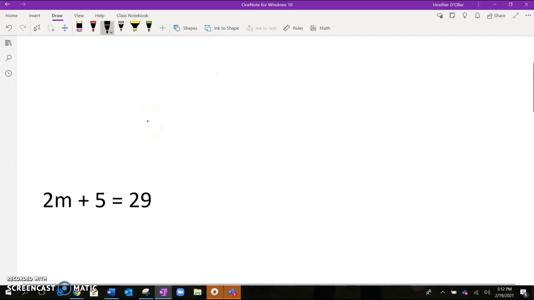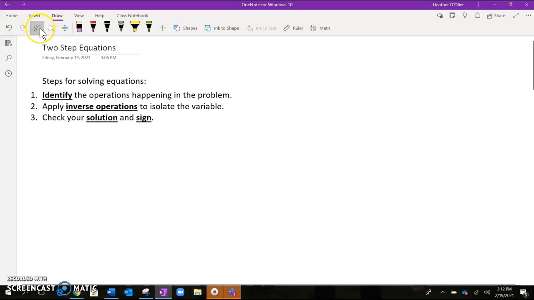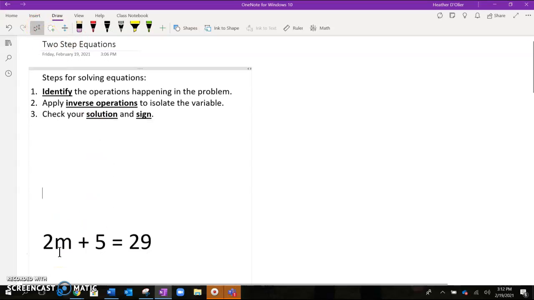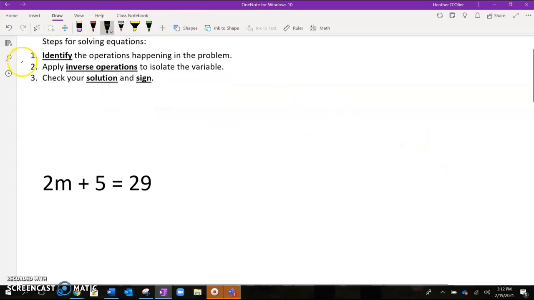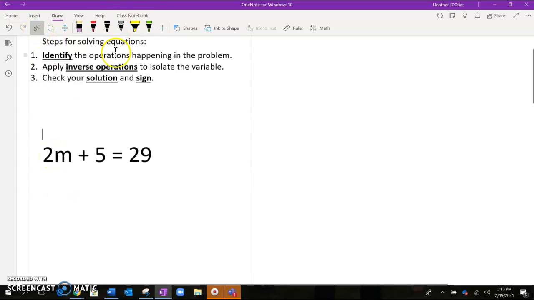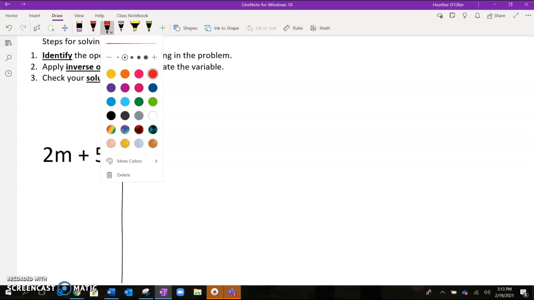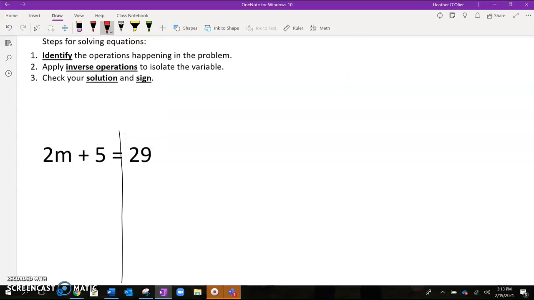So I have this part right here, 2m plus 5 equals 29. And actually, I'm going to scooch this up because I want to be able to see the steps first. I like to put a line through the equal sign. It really just helps me visually. So I'm going to start with that, even though it's not technically in our steps. But the next part that is in our steps: identify the operations happening in the problem.